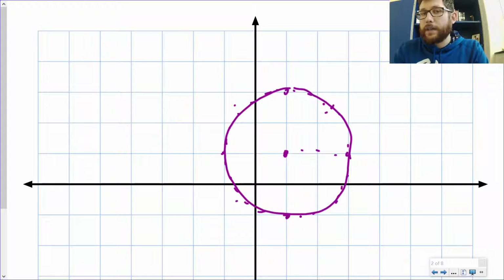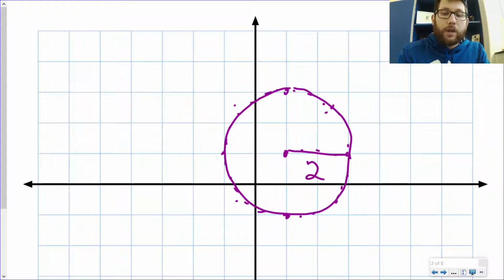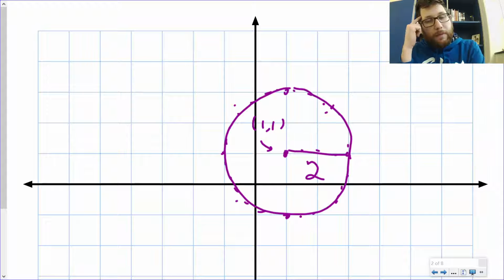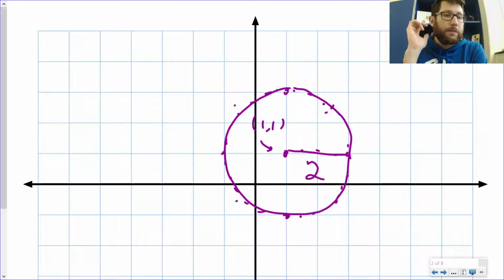So that's how we think about a circle: as all the points at equal distance from some center point. In a sense, we have a distance, or what we call a radius. This would be 2, and we have a center point here, which would be 1, 1. Now, if it's an equal distance, this should make me think of another formula, and that would be the distance formula.